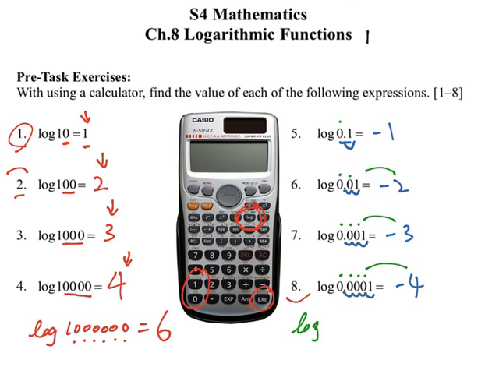So for example, we have another log. It is 0.000000001. Then you can see the 2 ways. First way, you can see the jumping backward. 1 2 3 4 5 6 7 8. So it's -8. Or you know it's jumping backward, you can also count the zeros. 1 2 3 4 5 6 7 8. So -8.